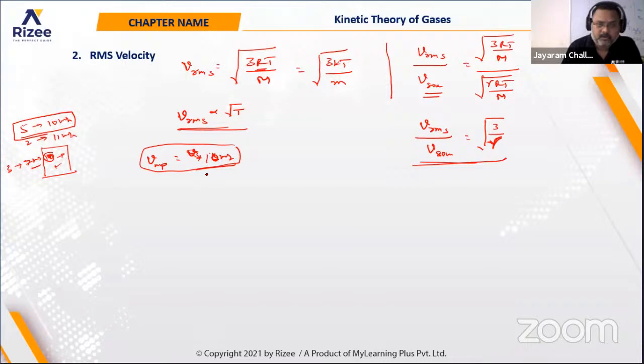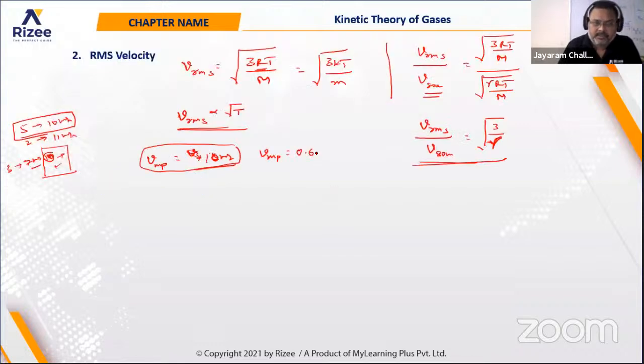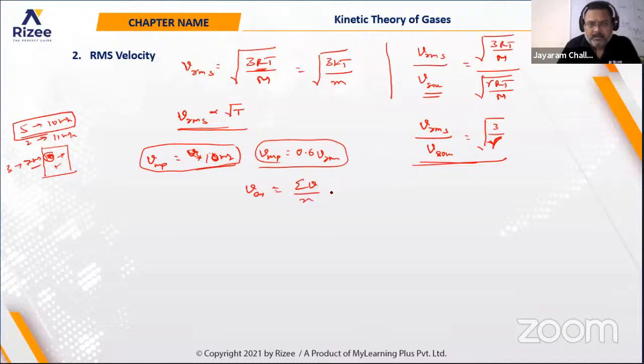This is your most probable velocity condition, and most probable velocity will be equal to 0.6 times the RMS velocity. Sorry, 0.6 times the V RMS. Whereas average velocity is nothing but the sum of all the velocities divided by the number of velocities, which can be written as V average equal to 0.8 times V RMS.